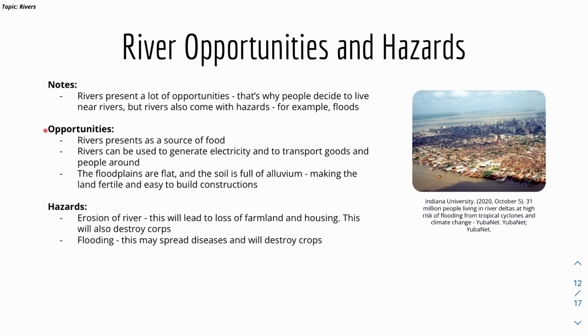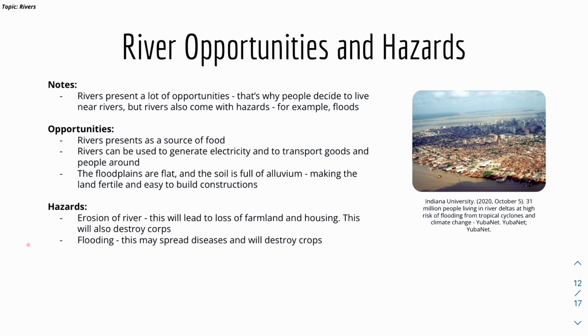Starting with opportunities though, they present as a source of food due to, let's say, seafood or fish that they can catch. And seafood's for sea and ocean, obviously. And then we have rivers that can be used to generate electricity and to transport goods and people around. And as I mentioned, in the lower course, they have floodplains, and they are flat, and the soil is full of alluvium, which makes it really good for farming, as the land is fertile and it's easy to build constructions.